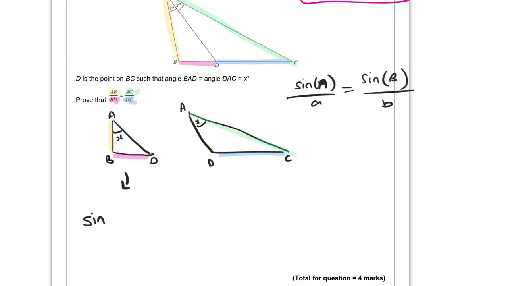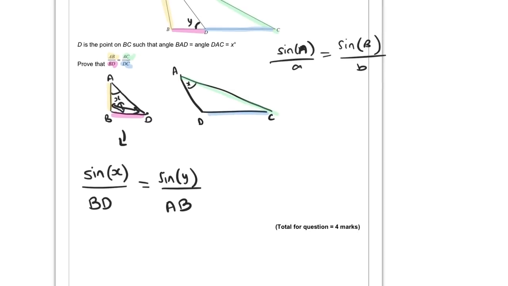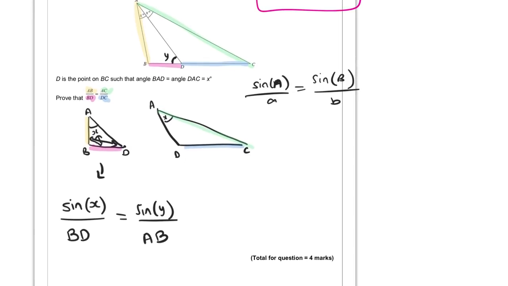So sine of our angle X, okay, is opposite what? BD. Lovely. And this equals, we want AB, so this is AB. I don't know what this angle is, so I'll tell you what, I'm just going to call this angle Y. This equals sine of Y. Also, there's not really a lot I can do here. Right, next one.